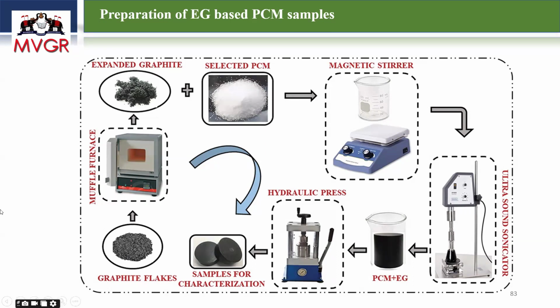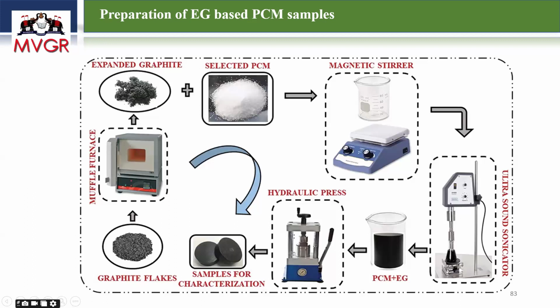So similarly here also, some graphite flakes will be there. If you put these graphite flakes in the muffle furnace at 800 degrees temperature, these graphite flakes will be expanded. So this will be having more pore structure. Because of the pore structure, the liquid PCM material, if you are mixing with expanded graphite, gets stuck in the pore structure.